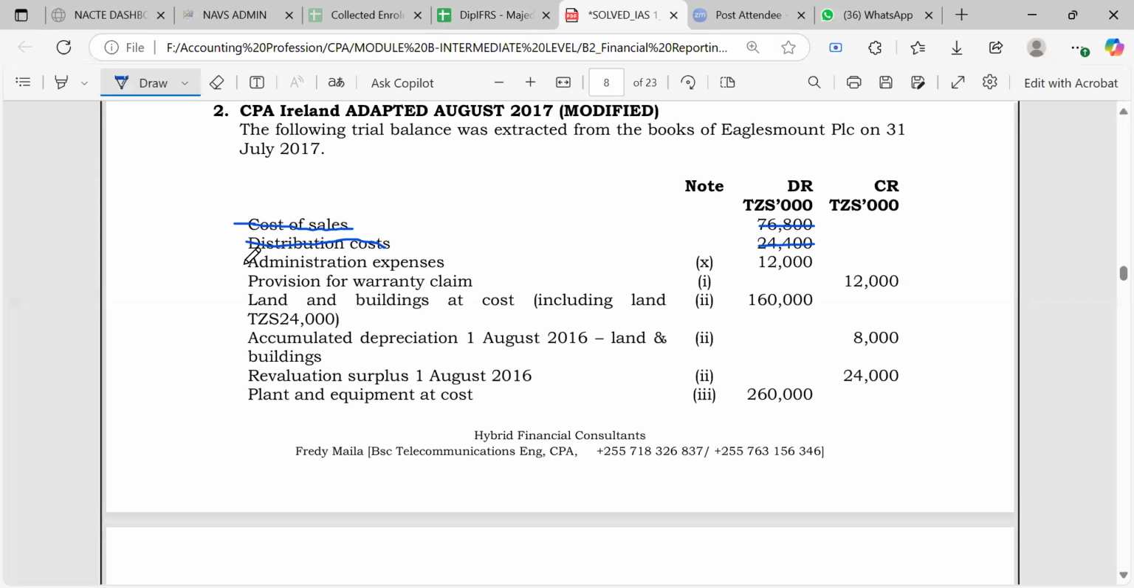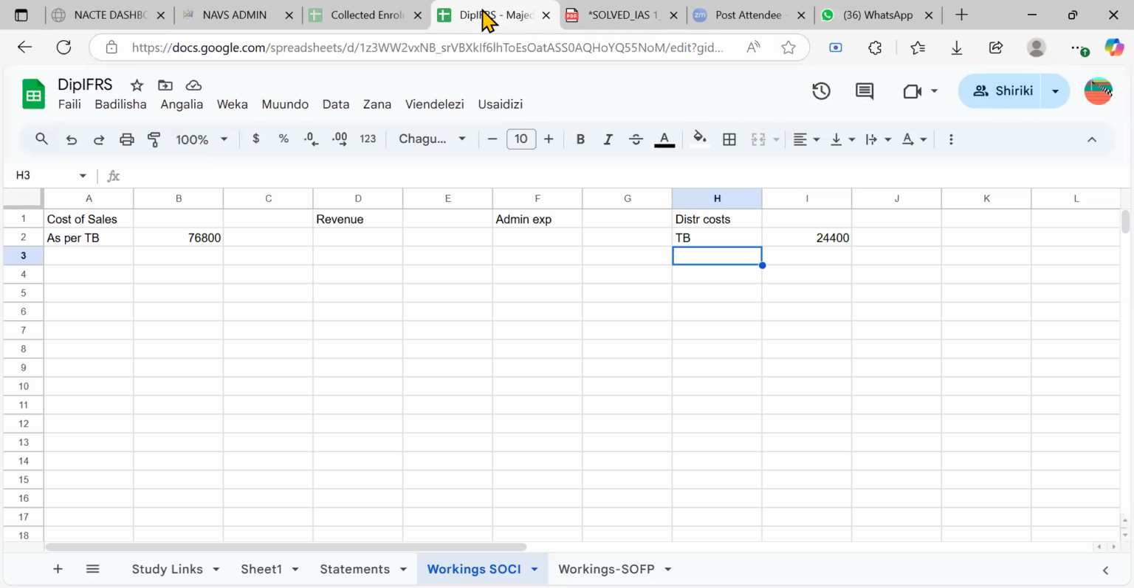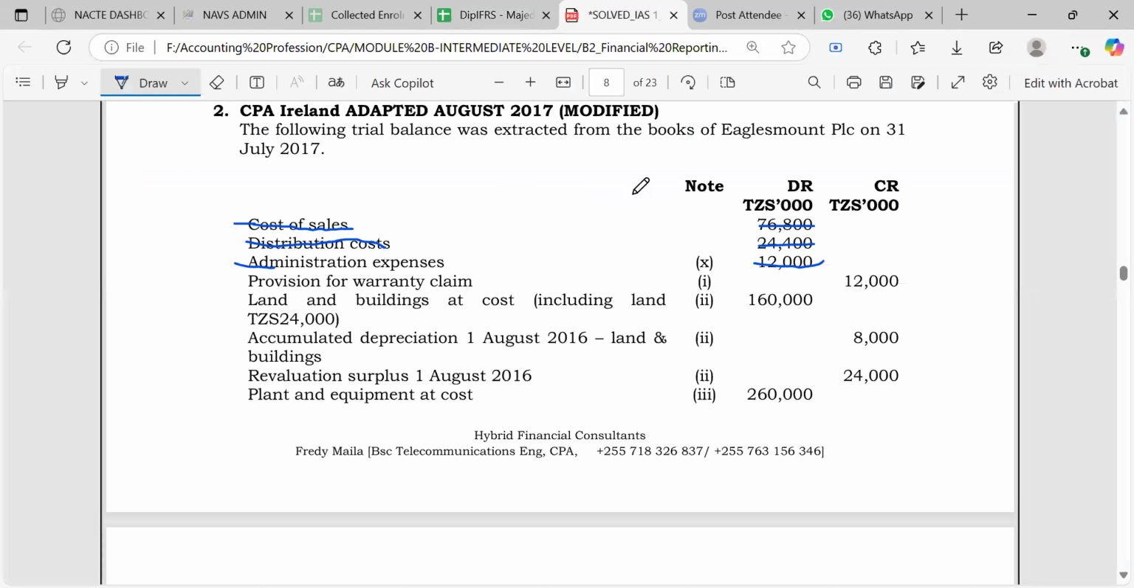We have the administration expenses, 12,000. You see that? So you just come here and say, okay, I have the admin expenses worth 12,000. You just write your 12,000 there. This is as per trial balance. But actually, luckily for this question, they are telling you that we have additional information on admin expenses.